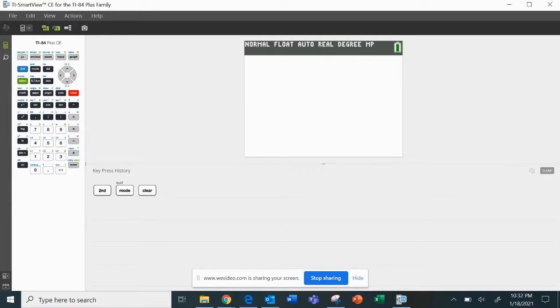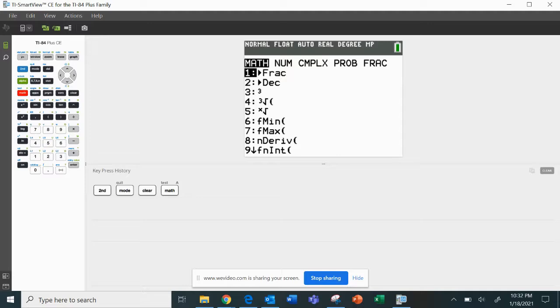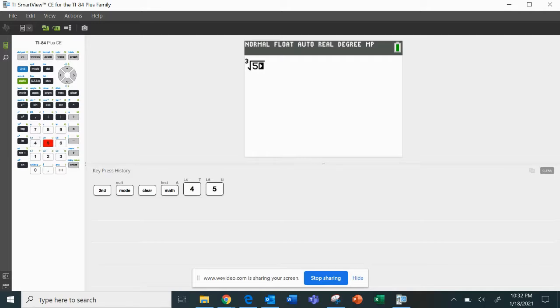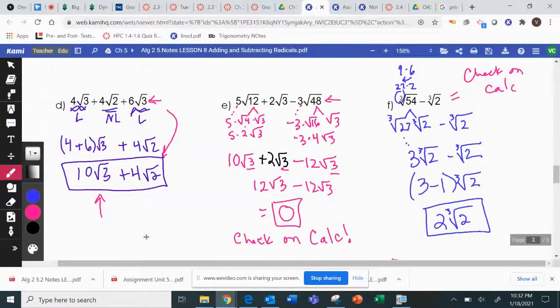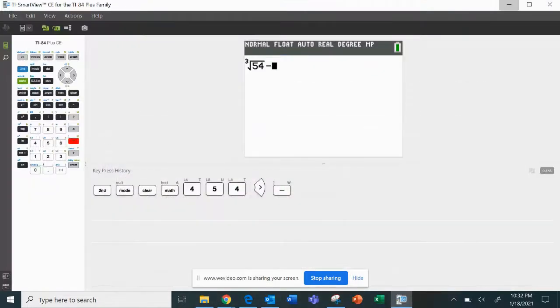Okay, so to check that, I would type in cube root of 54. To get the cube root, you go to the math button, and then there's my cube root option number 4. And then I'm going to type in 54. Then I'm going to arrow over so I'm not under the cube root anymore. And then I'm going to subtract. Was it subtract? It was subtract, wasn't it? Double check real fast here. It was, yep, subtract. We're going to go back to math. And then 4. And I'm doing the cube root of 2, and I get an answer.